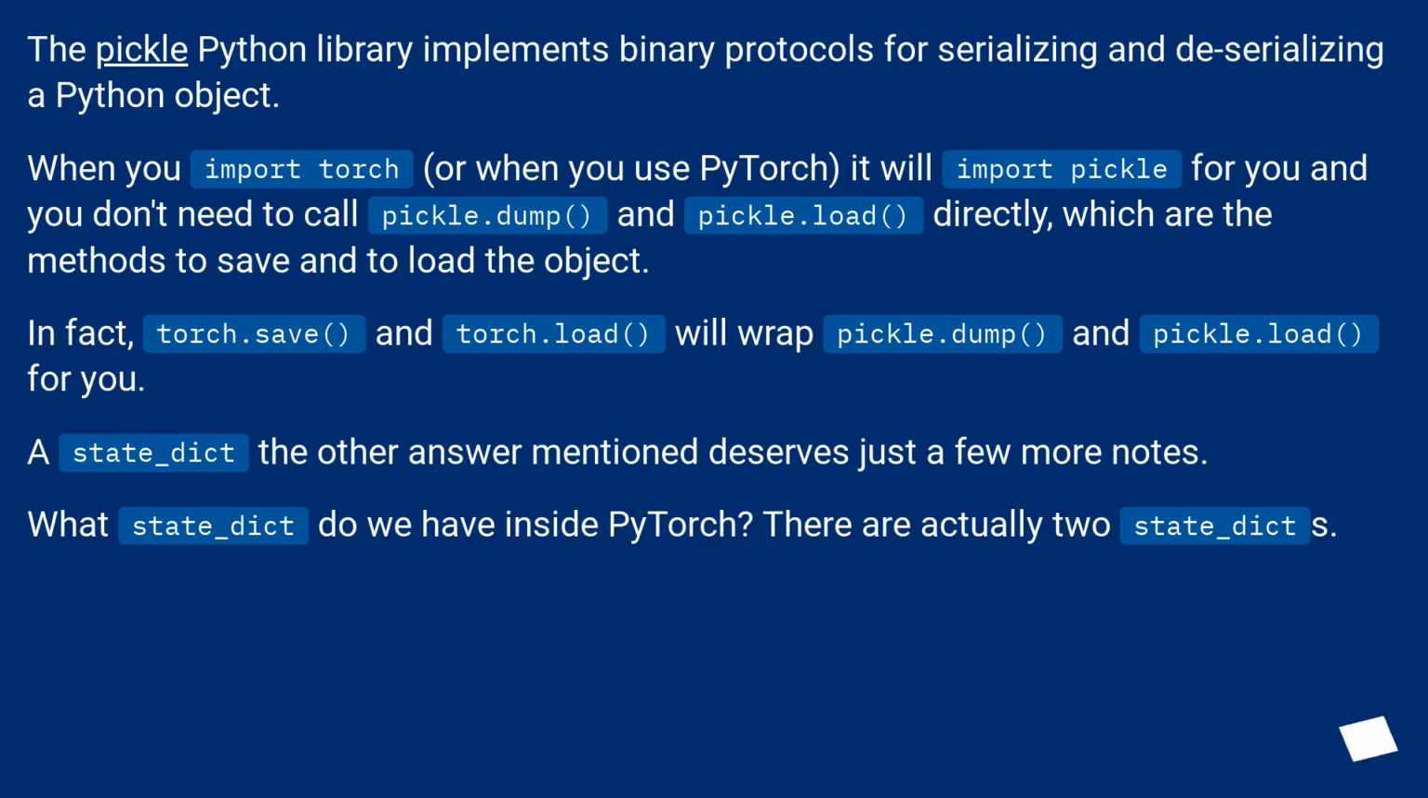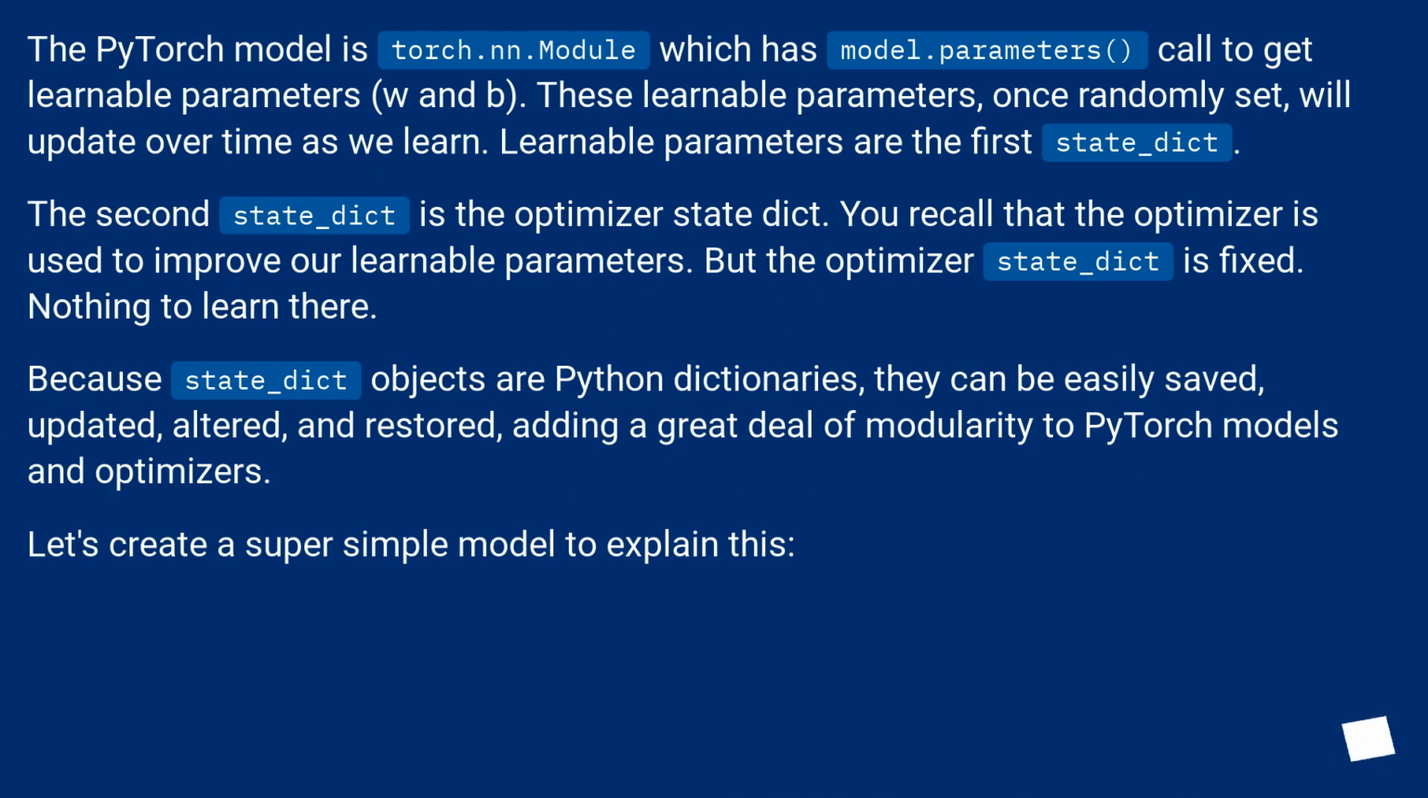A state_dict, the other answer mentioned, deserves just a few more notes. What state_dict do we have inside PyTorch? There are actually two state_dicts. The PyTorch model is a torch.nn.Module, which has model.parameters called to get learnable parameters, W and B. These learnable parameters, once randomly set, will update over time as we learn. Learnable parameters are the first state_dict.